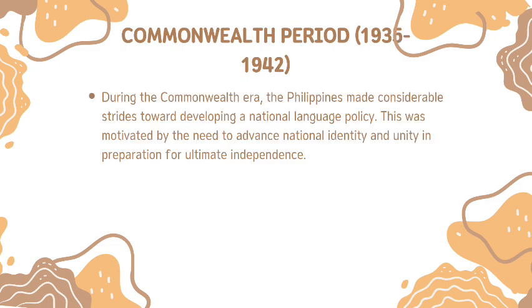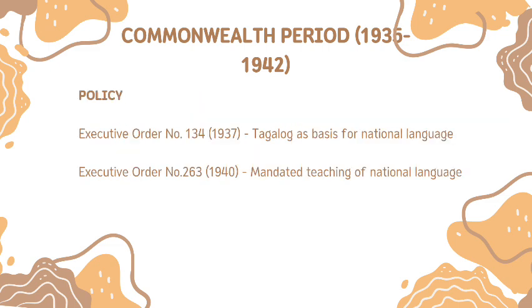During this era, the Philippines made significant strides towards developing a national language policy. This was also the time motivated by the need to advance national identity and unity in preparation for independence. The key policies during this period are Executive Order number 134. It declares Tagalog as the basis for the national language. Next is Executive Order number 263. It mandates the teaching of the national language.